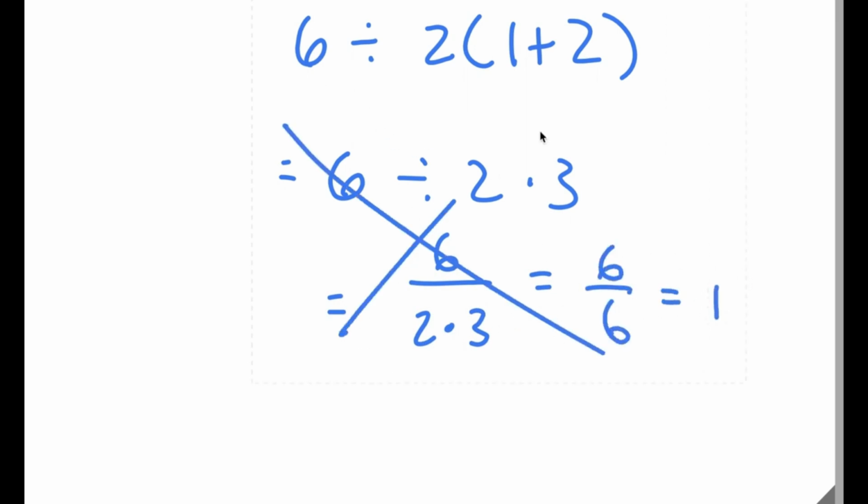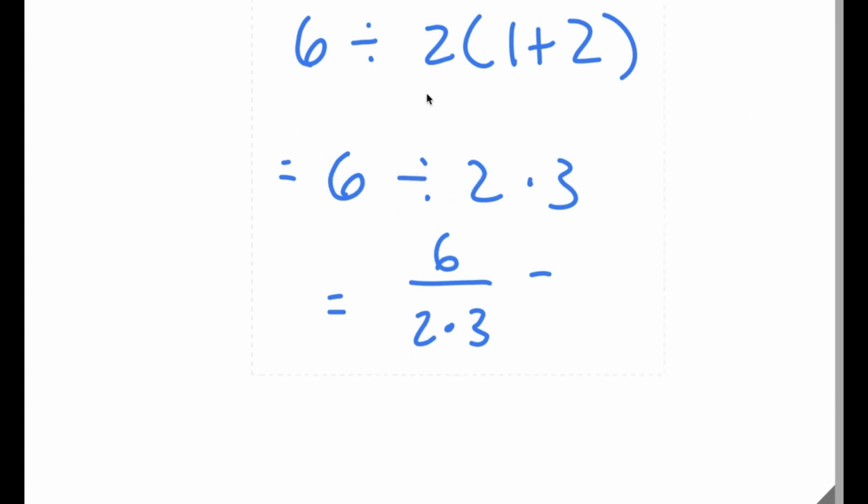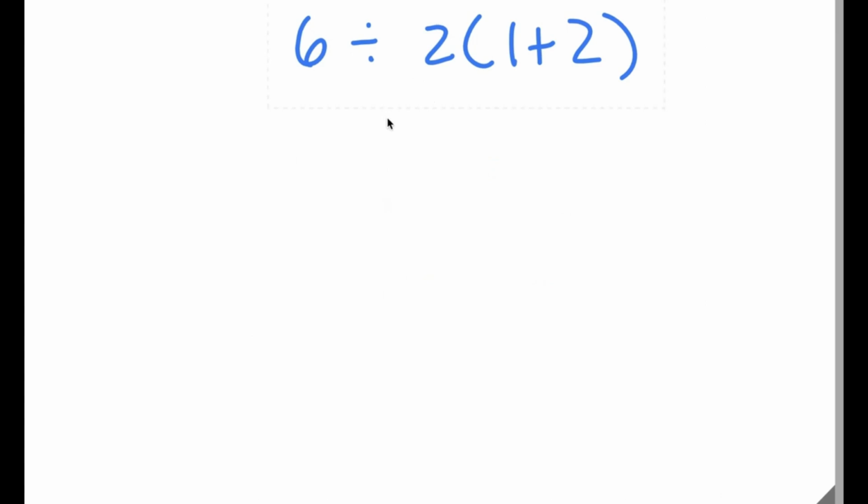And this is actually the wrong method because, as we know, between multiplication and division, we do whichever one comes first. So in this case, division comes first, so we would do that before the multiplication. So that's how you solve this problem.